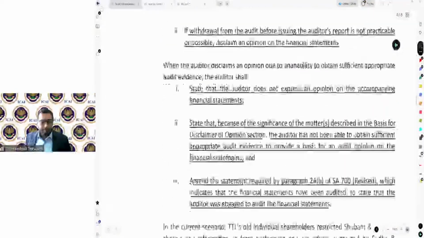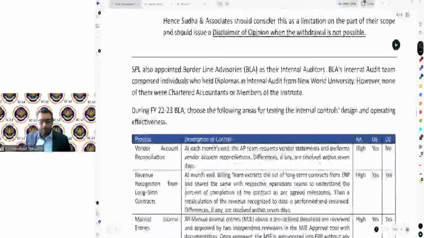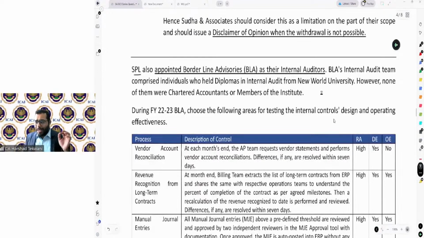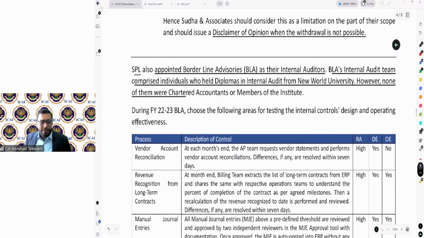Now, a bit of change to the question. Let's assume SPL, that is Super Products Limited, appointed Borderline Advisories, BLA, as their internal auditors. So they appointed an external consulting firm as their internal auditors. BLA's internal audit team comprised individuals who held diplomas in internal audit from New World University. However, none of them were chartered accountants or members of the Institute.